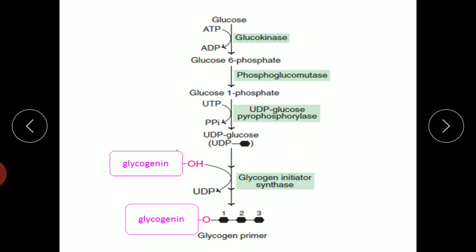Now this can add further glucose molecules linearly by forming alpha 1,4 glycosidic bonds. So this is called a glycogen primer. It is not a big glycogen molecule. It is just a small primer which has got only 1, 2, 3 residues in it.